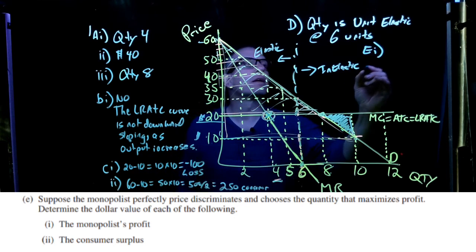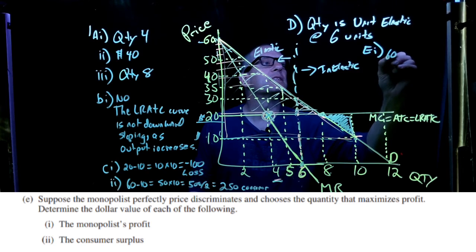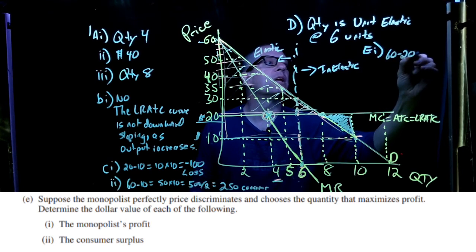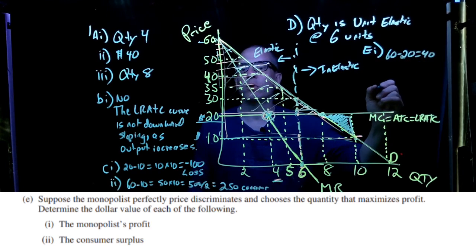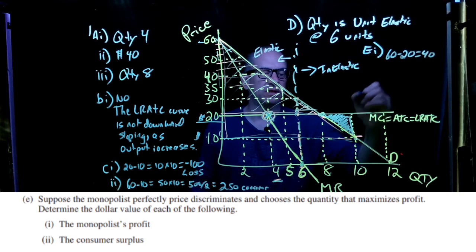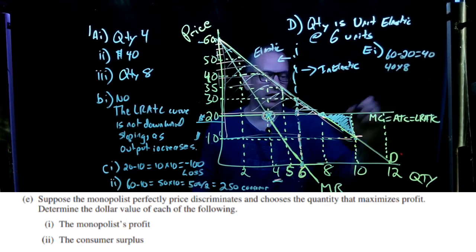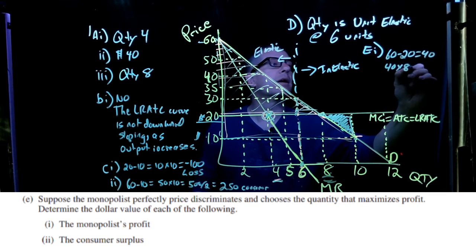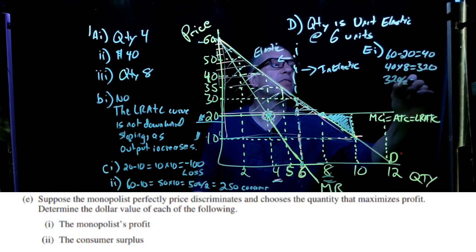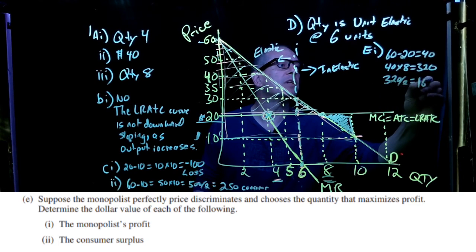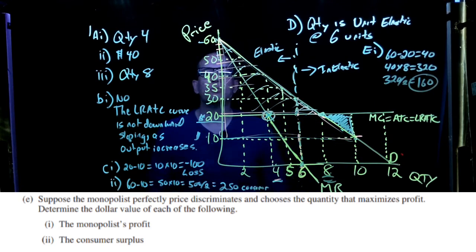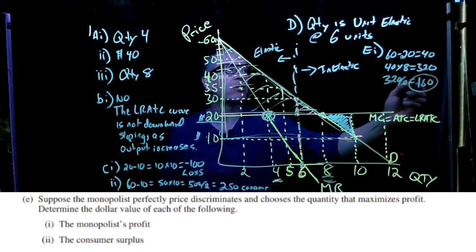So we're going to take, for here, 60 minus 20, that's going to give us 40. And that's going to be times 8. So 40 times 8 equals 320. And take 320 and divide that by 2 to give us a triangle of 160. So the monopolist's profit is going to be $160.